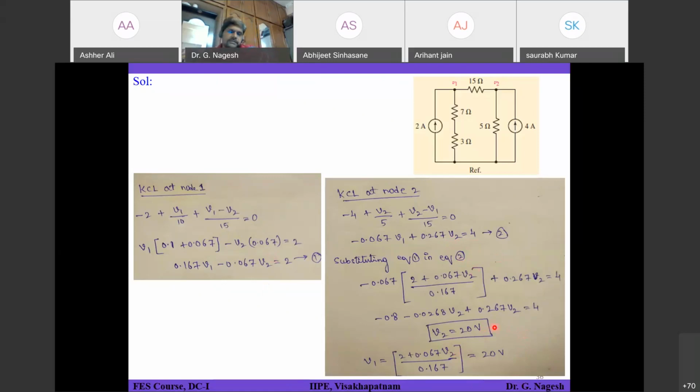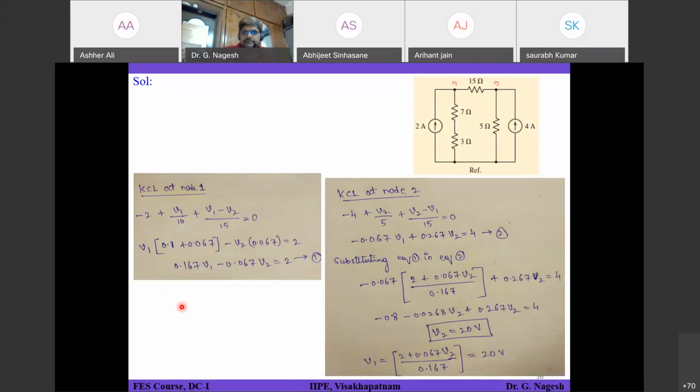Did anyone get these values? Yes, sir. Okay, so writing these equations is only important. That is the only critical part. Considering signs into account, considering direction into account, you have to write those things properly. If you do that, the remaining thing is normal.